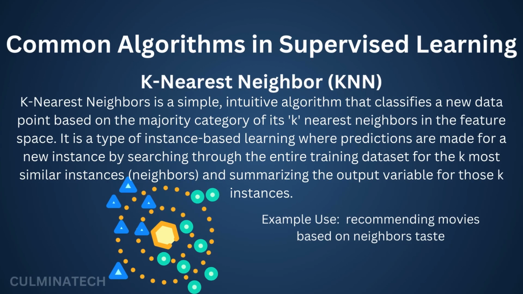So now let's look at k nearest neighbor. It's a simple, intuitive algorithm that classifies a new data point based on the major category of its k nearest neighbors in the feature space. So k is the number of neighbors you want to look at. If you're looking at 2 neighbors, k will be 2, 3 neighbors, k will be 3.